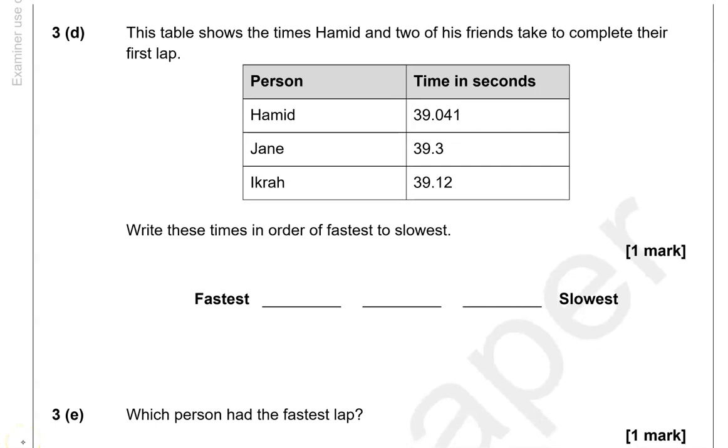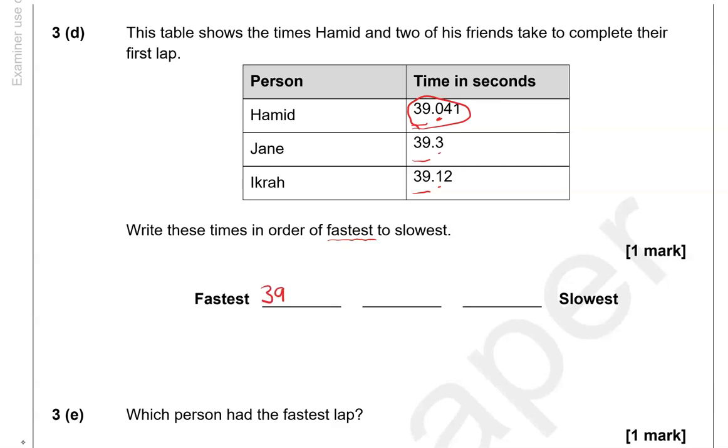This table shows the times Hamid and 2 of his friends take to complete their first lap. Write these times in order of fastest to slowest. So fastest, we're looking for the smallest number here. So they both begin with 39. So we're going to need to look at the next digit. That's a 0, that's a 3, and that's a 1. So 0, that is the lowest. So we're going to have to put that first.